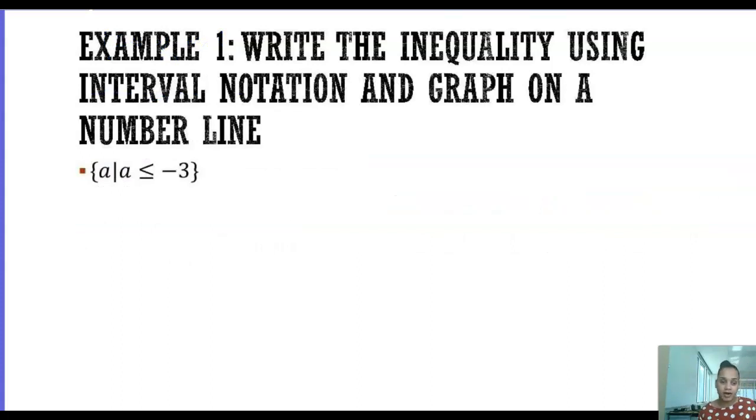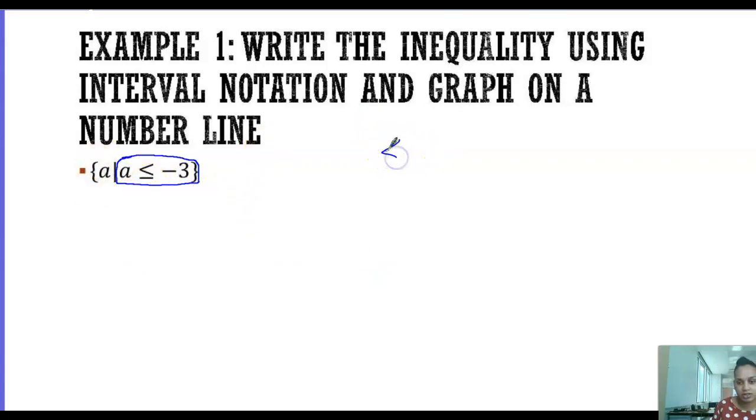All right, so for our example, what we're going to do is write this inequality using interval notation, and we're going to graph it on a number line. Let's see how that works. Right now, this is in a notation called set notation. But all you need to realize is that we're talking about all values of a. This straight line here just means such that. You can mainly just focus on what's inside this part here. So a is less than or equal to -3.